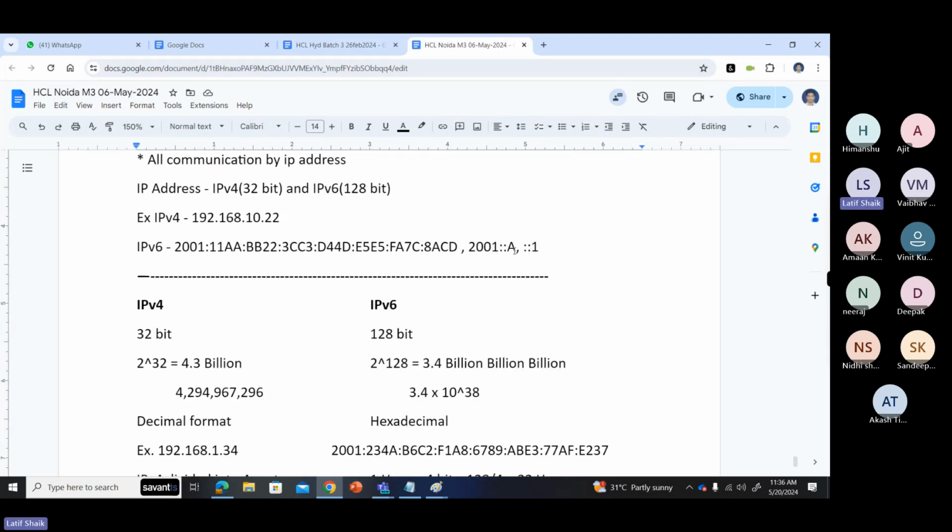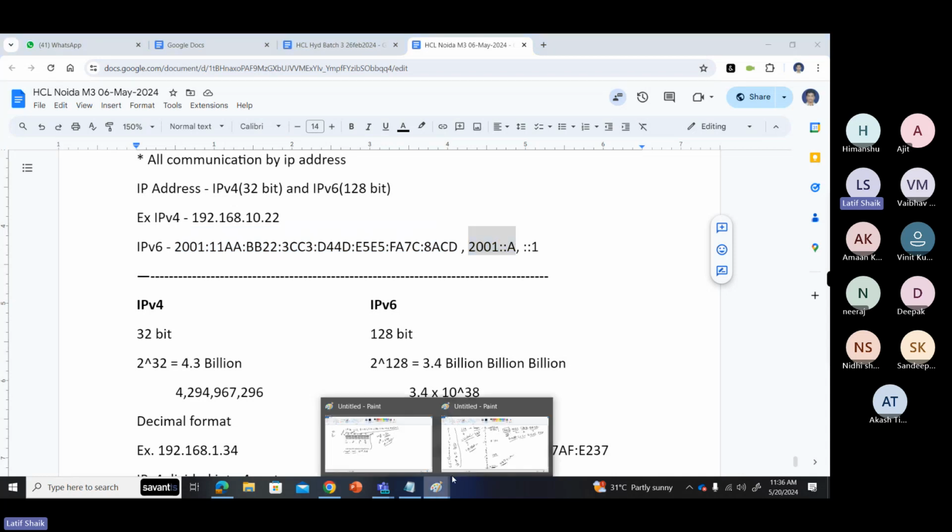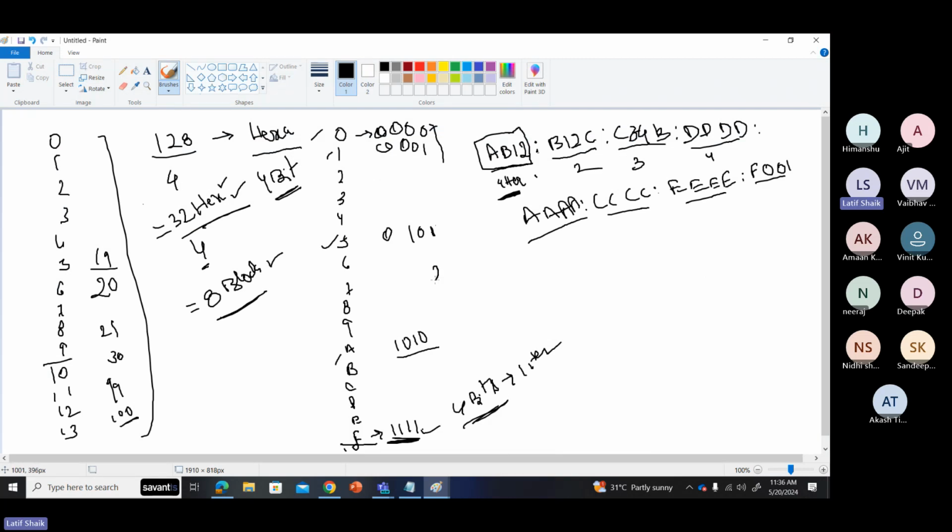There are different ways of representation, guys. If you see this one, this is totally 32. But this is not 32, right? But it is also 32. That is also 32. So you can see 2001:0:0:0:...::A. The meaning is 2001, colon. This is the first block, and the remaining blocks are zeros.